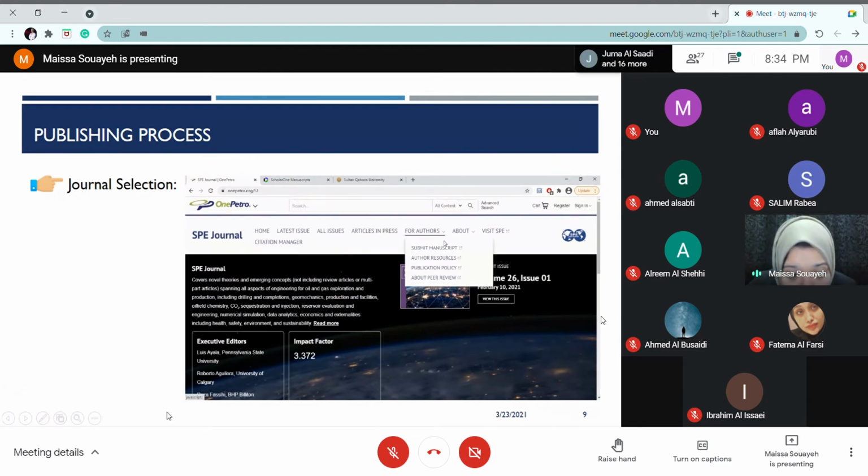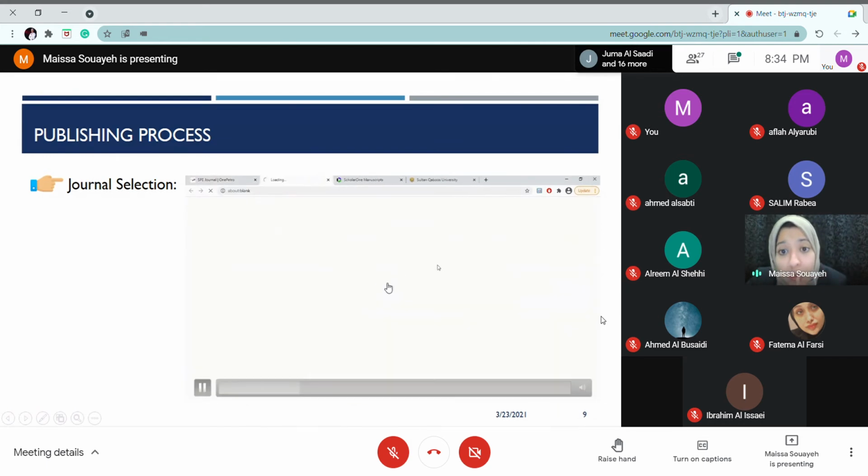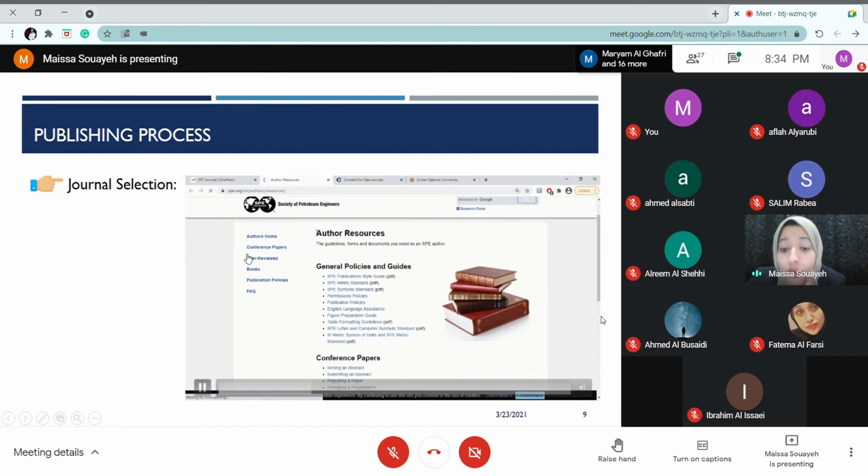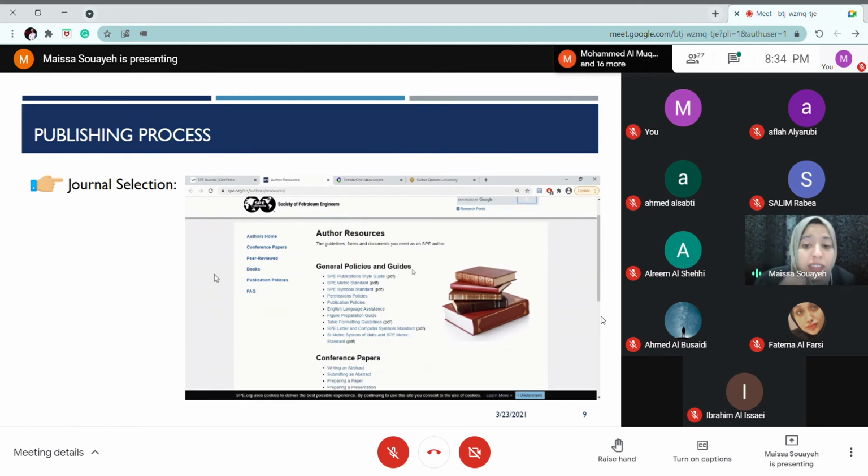Okay, let's resume here. The most important tab for an author is this one. It will show you everything you need as an author to prepare your manuscript, the author resources. It will give you the policies and guidelines needed to prepare a technical paper for this specific journal.